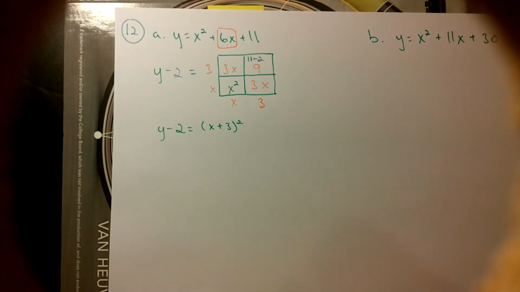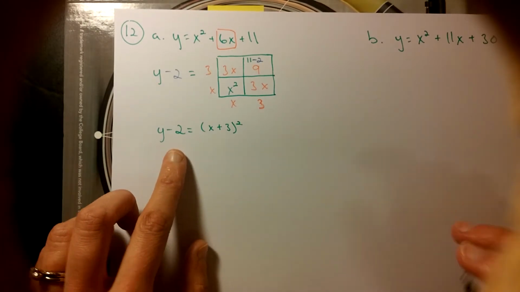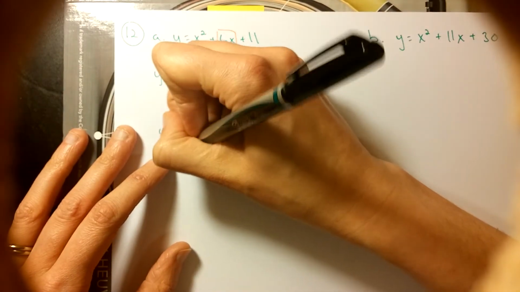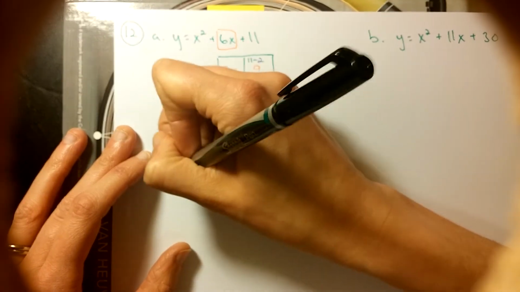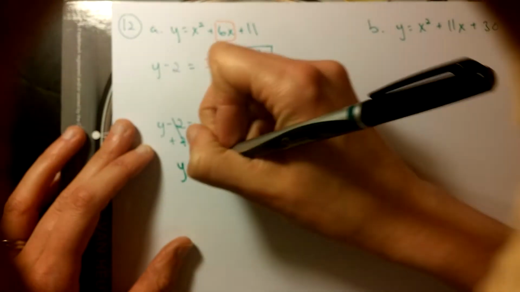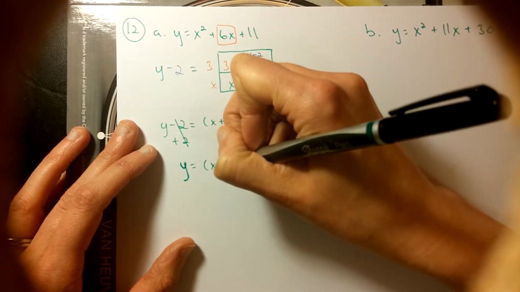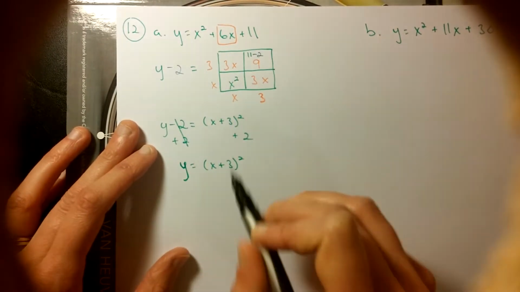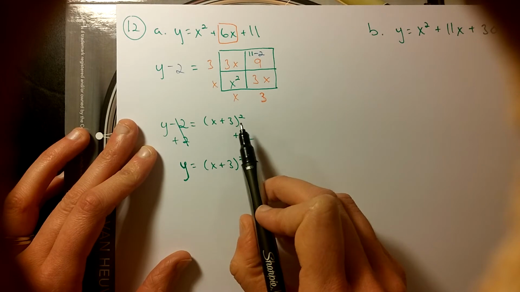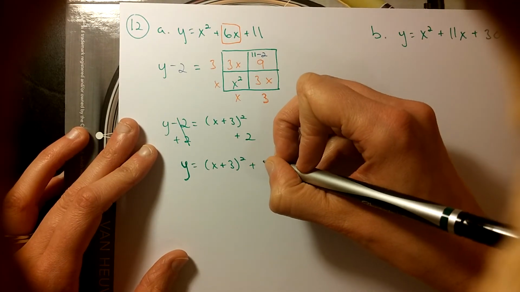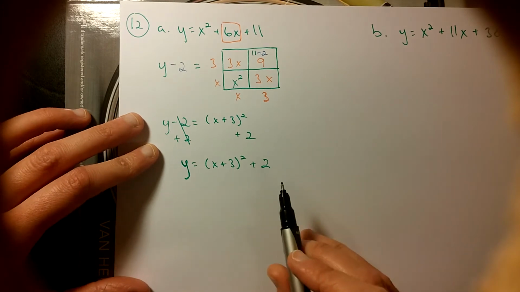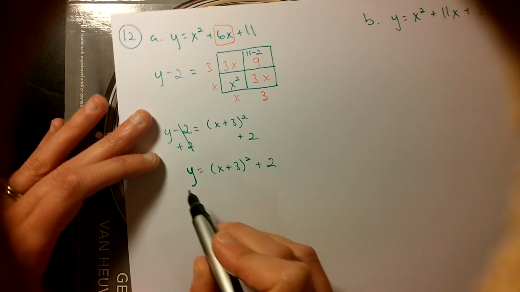And then the last step is just to get y by itself. So I don't want that minus 2 with the y, so I'm going to add it to each side. So then I just have y on the left. On the right, I can't add the 2 to the 3 that's in the parentheses because it's getting squared with the x, so I just separately put the plus 2 after. And then that's my equation in graphing form.